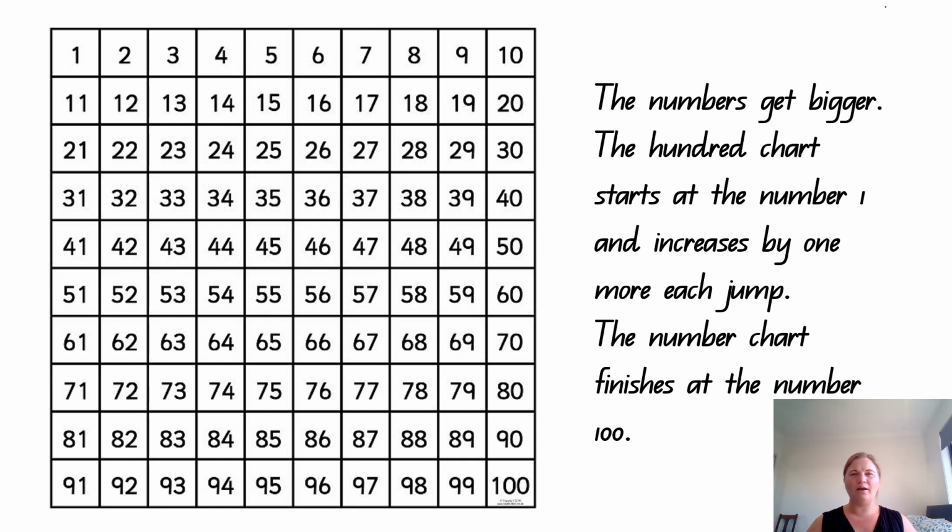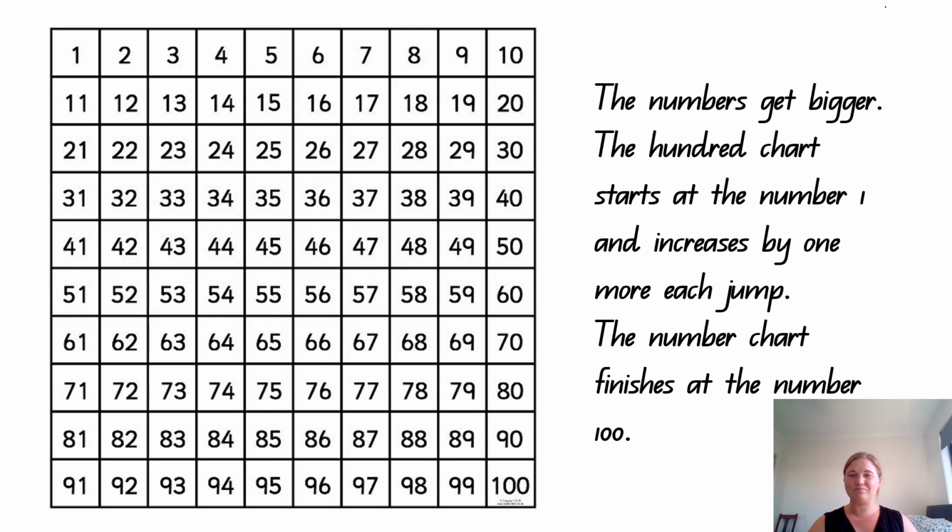Can you start at the number 1 and count all the way up to the number 30 with me? 1, 2, 3, 4, 5, 6, 7, 8, 9, 10, 11, 12, 13, 14, 15, 16, 17, 18, 19, 20, 21, 22, 23, 24, 25, 26, 27, 28, 29, 30.